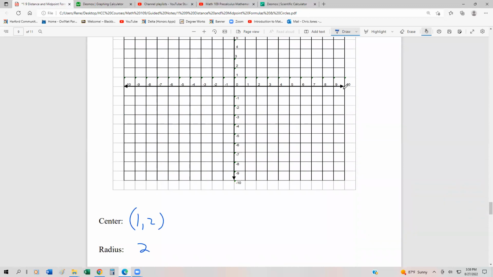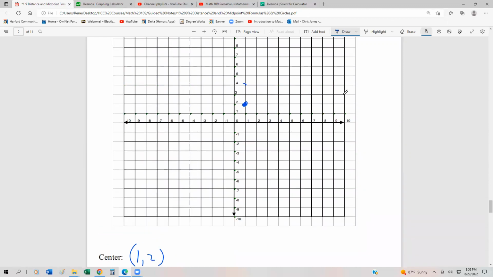All right, so if we plot this on the circle, here's the center, (1, 2), and the radius is 2. So we go up 2, we go right 2, we go left 2, and then we go down 2. And then here's our circle, again, as best as possible. It's not a good one, but we'll just pretend that one's not too terrible.